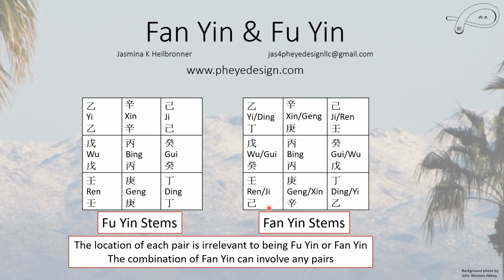I just said it the wrong way, but they're flipped. And then we have Wu and Gui, and here we have Gui and Wu. So everything is flipped. Now the middle will be the same. I mean, it can stay the same. So, and again, you can have any combination.